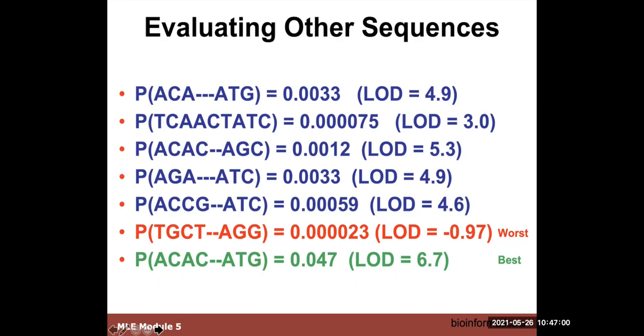I've put in a bunch of sequences. I've calculated both through multiplication and through the log odds calculations. What we find is that there's one that has a very high log odds score, and that one's a very good match to our motif. Then there's one in red, which has a very low log odds score, and that's obviously one that shouldn't be included. Then there are others hovering around 4.6 to 5.3. Depending on what you've chosen as your threshold or cutoff, you could say these are also probably legitimate motifs.